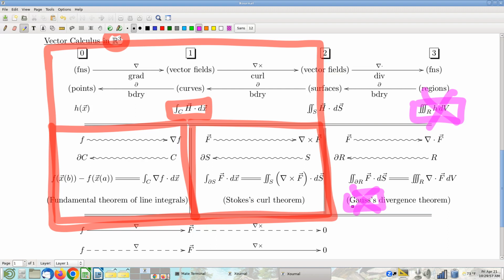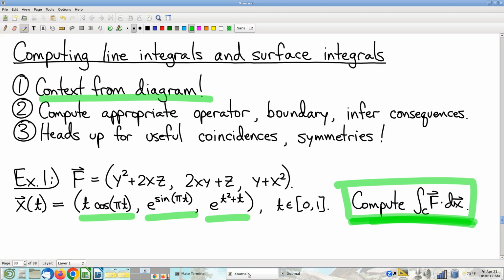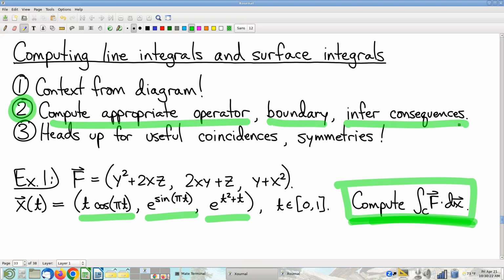Okay, so that's going to save you what I'm going to call benefit of the doubt from the grader, to not put anything on there that doesn't look good. Okay, so there's the context. Let's see. Back to the question. It says here in our summary, next thing, compute the appropriate operator and the appropriate boundary and infer from that.